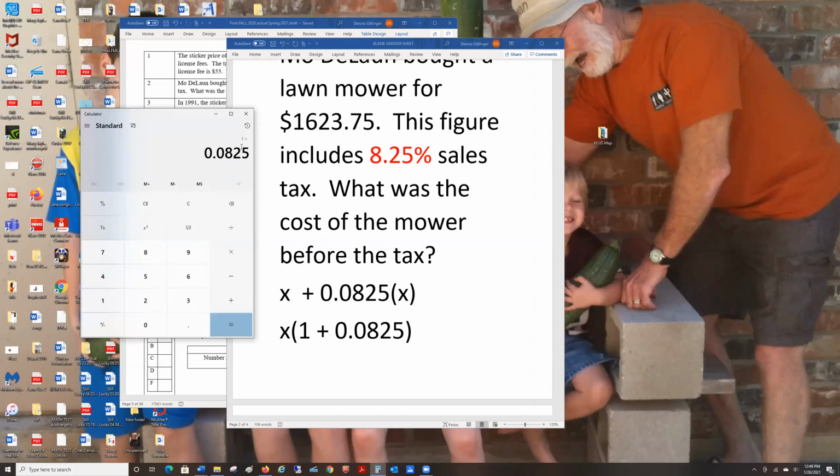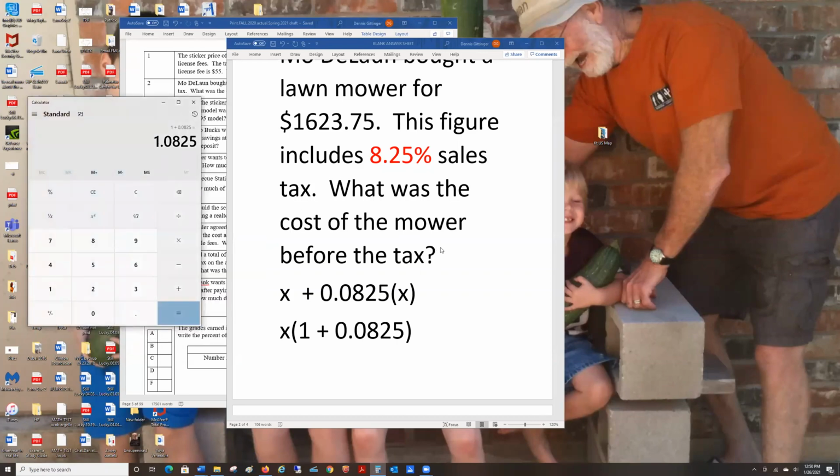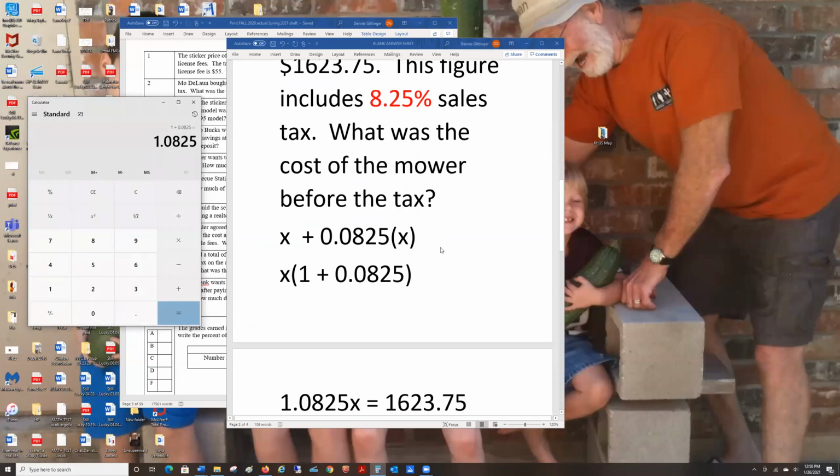So a student said to me, I did 1 plus 0.0825, and I got 1.0825, but I know that's wrong. And I'm like, okay, go ahead. He said 1 plus 0.0825 should be 0.0826. And I'm like, no, that's really not how you do it, unfortunately.